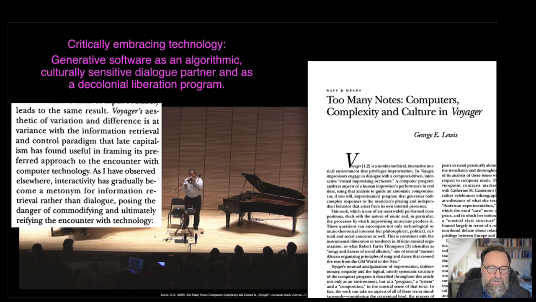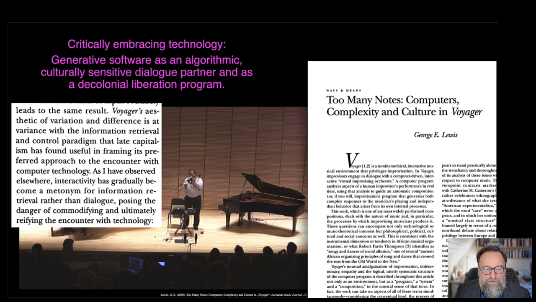So he says about Voyager, its aesthetic of variation and difference is at variance with the information retrieval and control paradigm that late capitalism has found useful in framing its preferred approach to the encounter with computer technology. So this is about how we look at digital technology, and I can say that as someone socialized in Germany, it's so normal to look at this kind of digital technology in this capitalist framing way, that this is really an important piece of information that Lewis gives us here in this article.